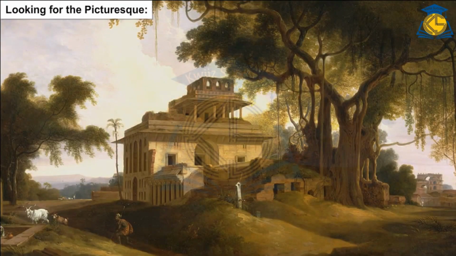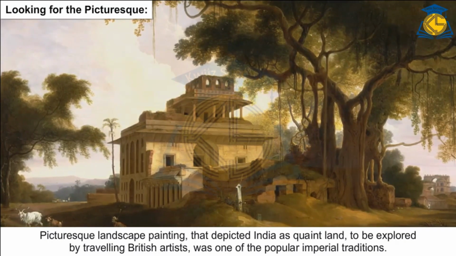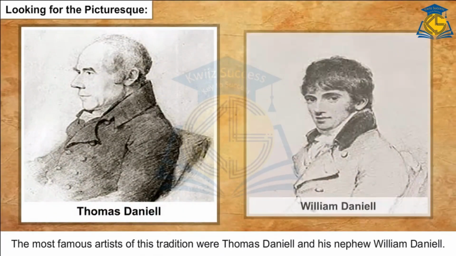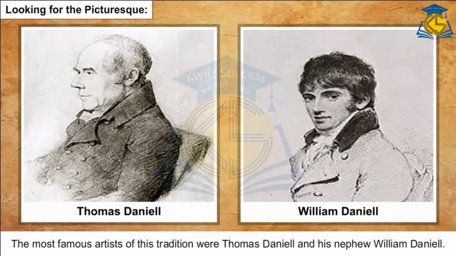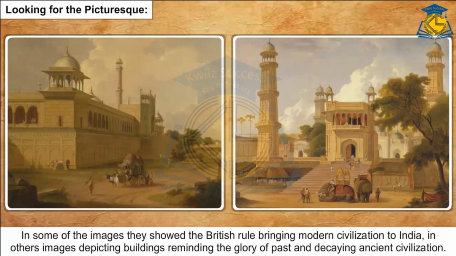Looking for the picturesque. Picturesque landscape painting that depicted India as a quaint land to be explored by travelling British artists was one of the popular imperial traditions. The most famous artists of this tradition were Thomas Daniell and his nephew William Daniell. In some of the images, they showed British rule bringing modern civilization to India. In others, images depicted buildings reminding of the glory of the past and a decaying ancient civilization.